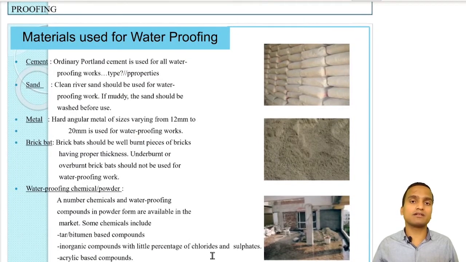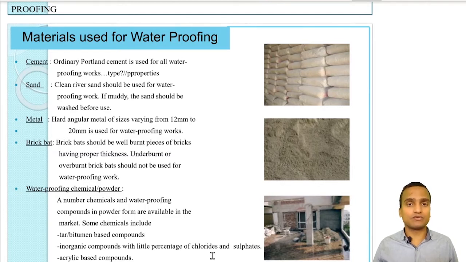So the very first material is the cement, and we normally use OPC, ordinary Portland cement, and that is used for most of the waterproofing works also. And there are different types and properties of OPC which we choose as per the need. Next is the sand, and which type of sand we go for? We choose clean sand that is coming from the river. And why we go for clean river sand? Because if it is muddy, then again it will be the source of development of humidity. So if the sand is muddy, then sand has to be washed before using it in waterproofing treatment.